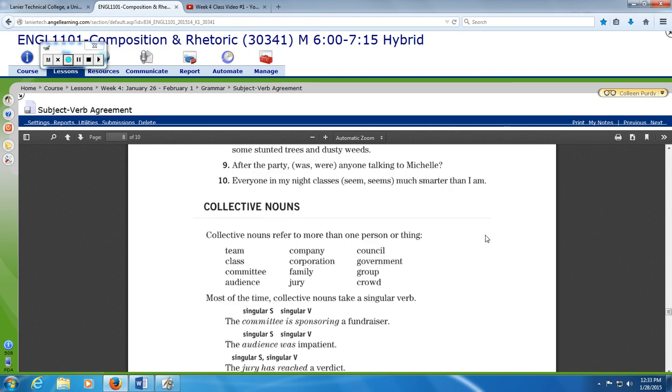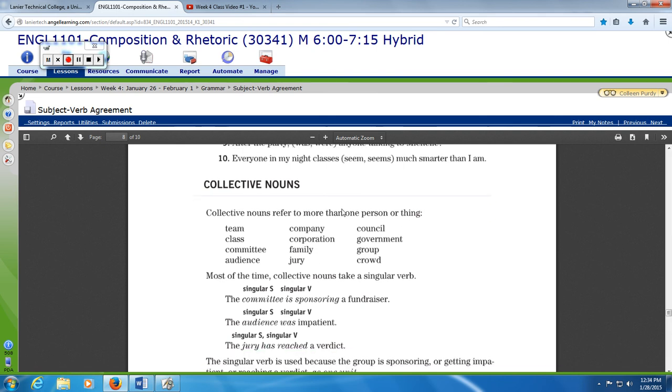Okay? Now, collective nouns. These are typically treated as singular nouns, and it makes it kind of easy because none of these appears to be a plural. Company is singular, corporation is singular. Okay?